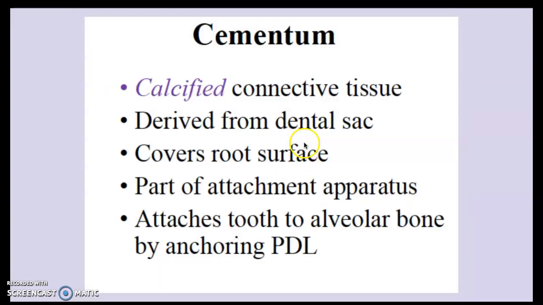Now we're going to go over the cementum. These are calcified connective tissue. They're derived from the dental sac. The dental sac has cementum, alveolar bone, and PDL. It covers the root surface. It's part of the attachment apparatus and attaches the tooth by anchoring the PDL.